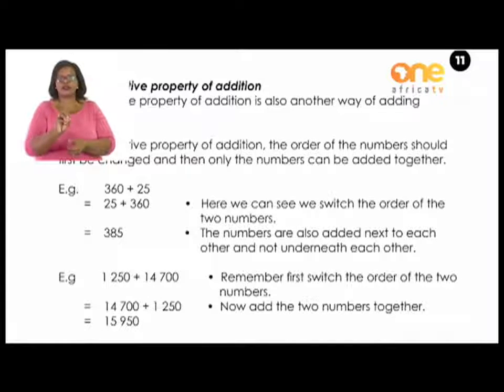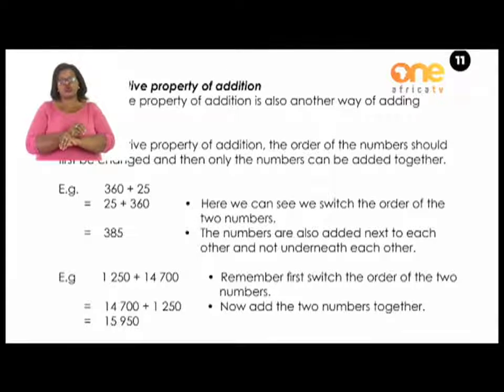360 plus 25. Here we've got only two numbers to add. Now when we apply commutative property, we first need to change the order of the numbers. And how do we change the order of the numbers? Here we write the 25 first plus the 360. After we have changed the order, now we add it together.